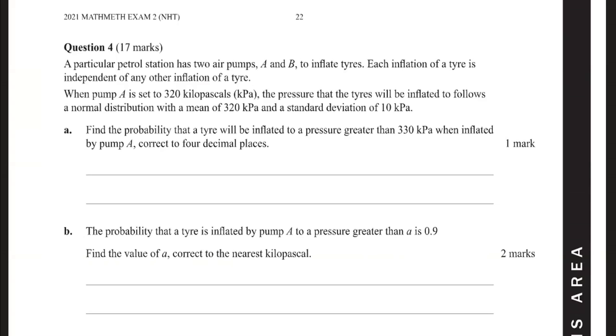Question 4. We're given 2 air pumps, pump A and pump B, and the inflations are independent of any other inflation. When pump A is set to 320 kPa, it's normally distributed with a mean of 320 kPa and a standard deviation of 10 kPa. Part A is asking us to find the probability that a tire will be inflated to a pressure greater than 330.